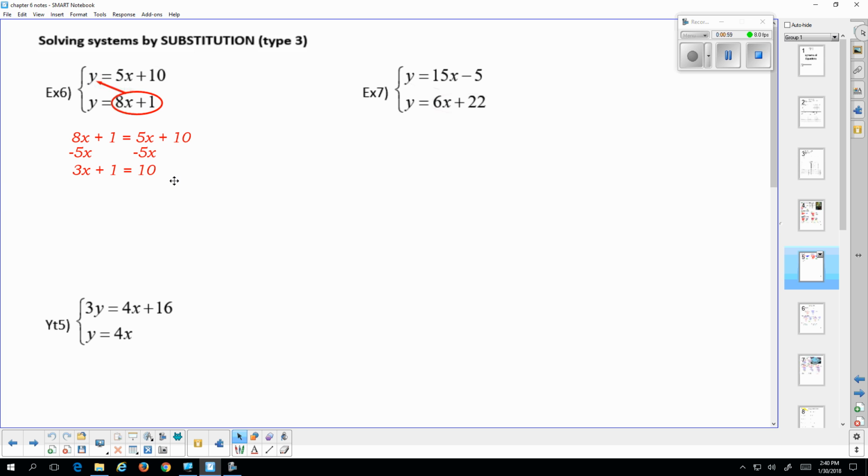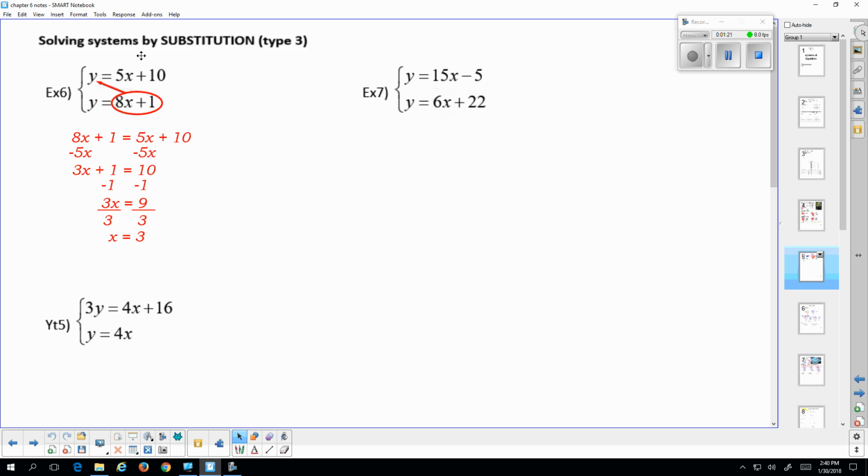Now what do I do? Subtract 1 from both sides. 1 minus 1 cancels. 10 minus 1 is 9. And what do I do now? Divide both sides by 3. That cancels. 9 divided by 3 is 3. So I have x equals 3.